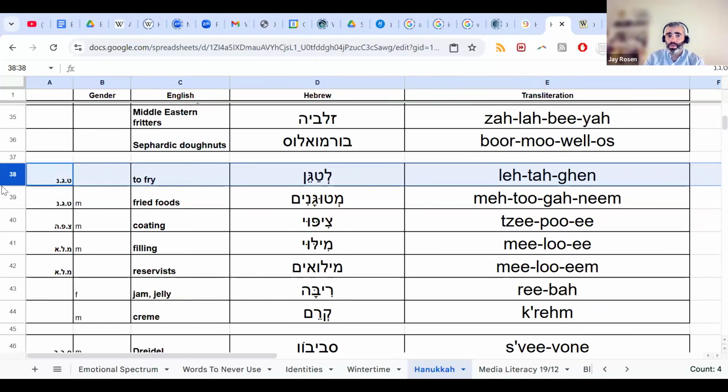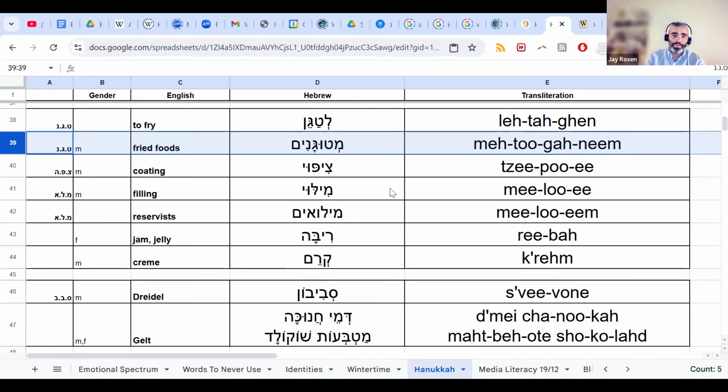To fry is letagen. Metuganim are the general family of fried foods in Hebrew. And then we get into all the different types of fillings you may have, from riba, jam, to creme, whatever it may be. But many people go all about the milui, the filling, which is related, of course, to the word miluim, reservists, which unfortunately we know all about in the last 2 years. All these having the same roots, as you see on the left-hand side.